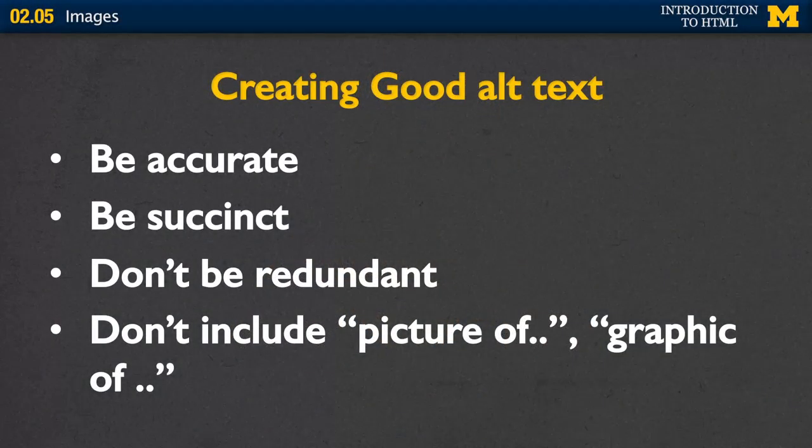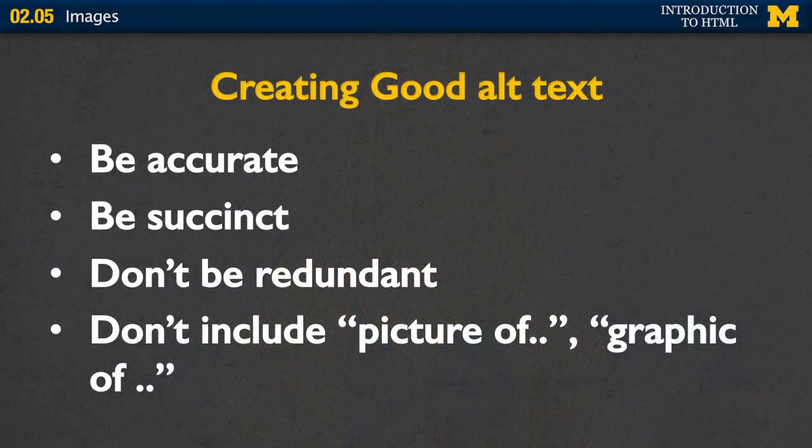So how do we create good alt text? There are really 4 things you want to look for right off the bat. You want to be extremely accurate. We want to be succinct. We don't want to be redundant. And we don't want to include titles like picture of or graphic of.